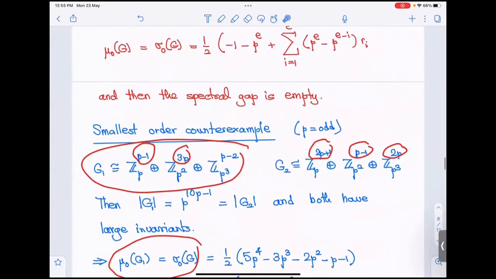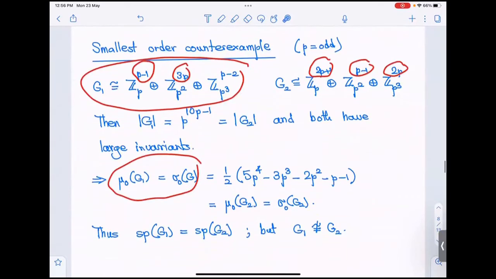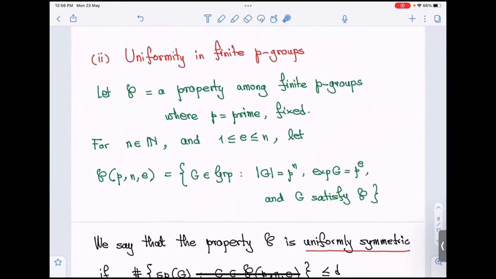Okay, so I'll go to the next topic. This is called uniformities in finite p-groups. Again, the motive was to find lots of groups, with respect to a fixed prime p, which are all finite p-groups, but there is some coincidence among the spectra sets. So let's say they have at most finitely many spectra sets. Let's formally try to write it down as follows.